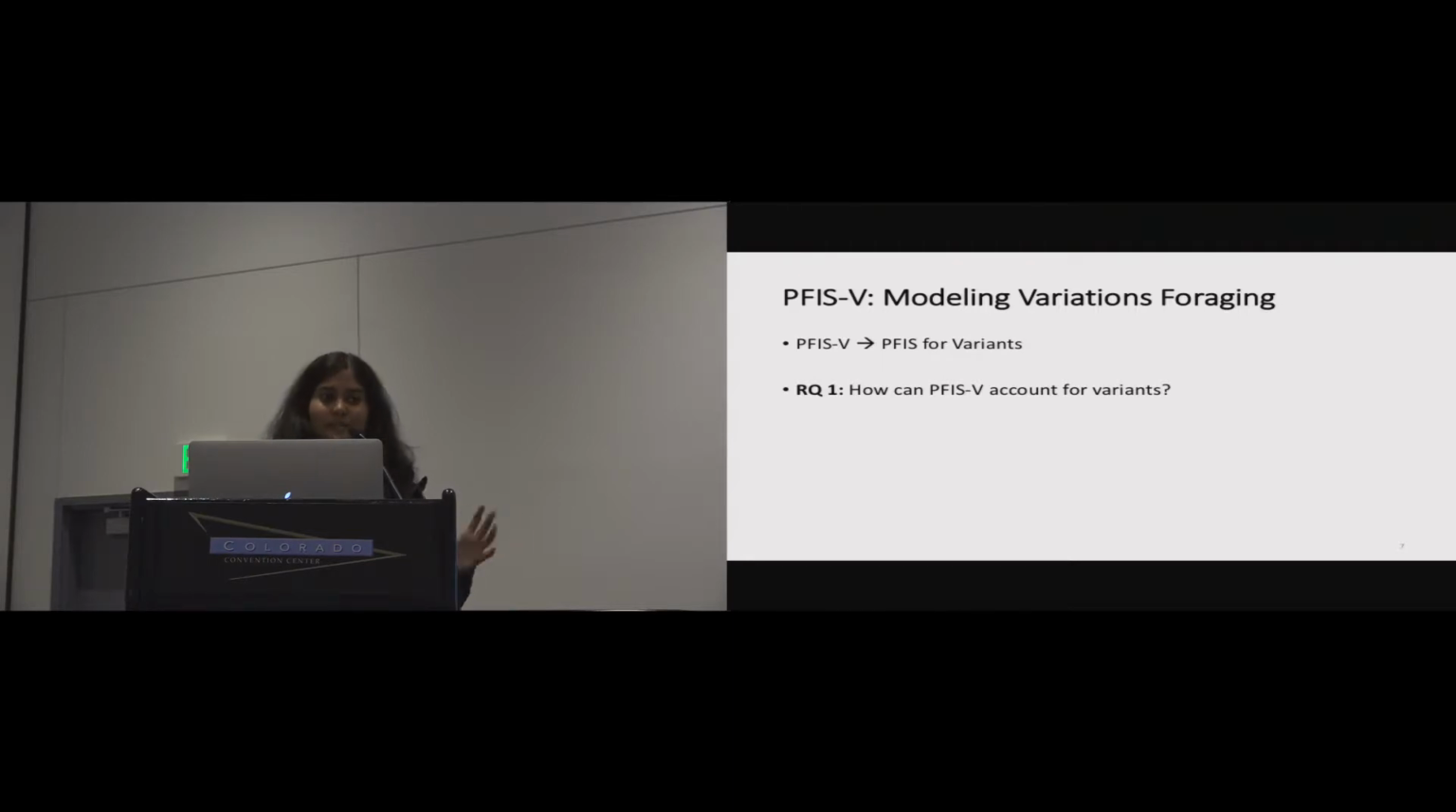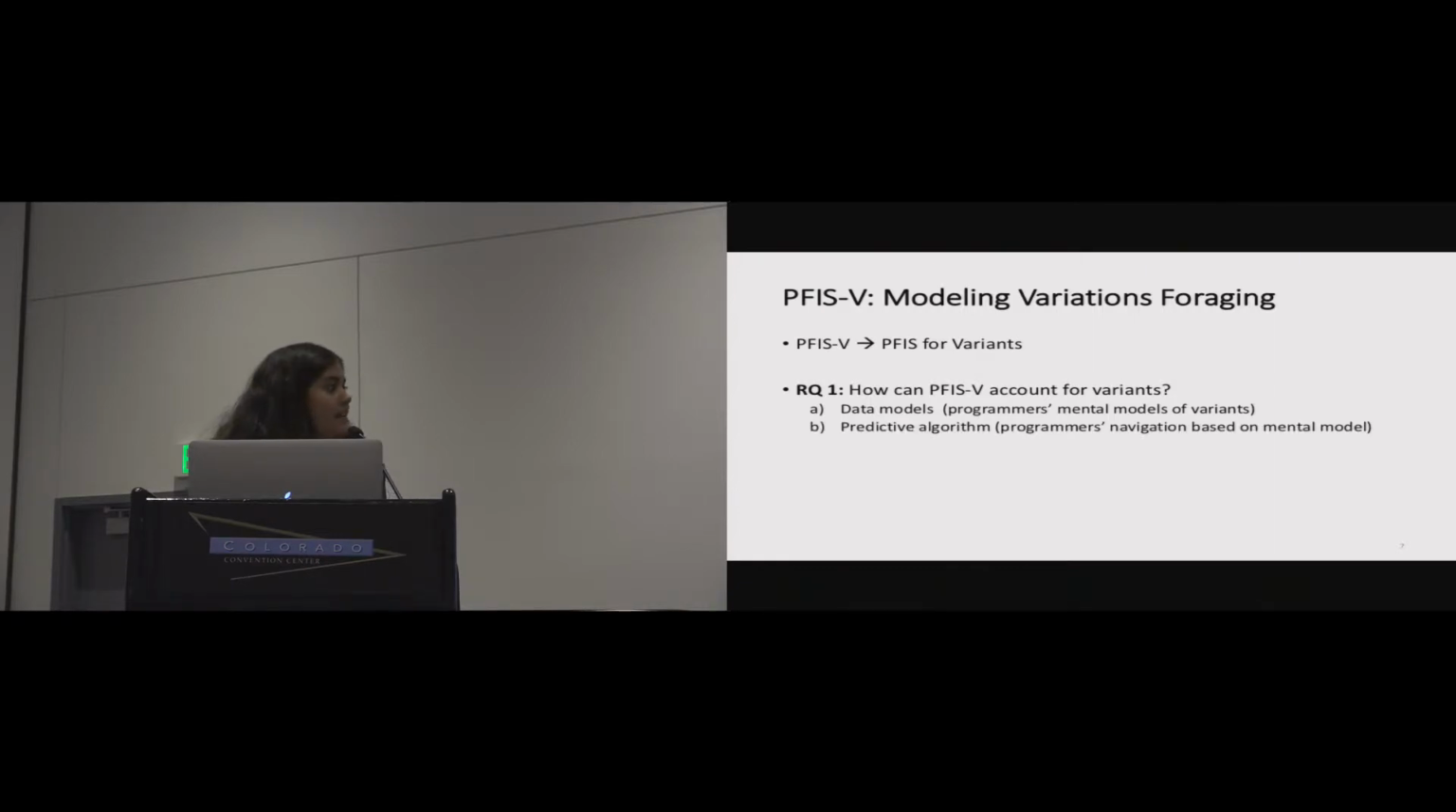This has kind of two parts to it. One is, how do we even represent these multiple different variants of a program. And this is important because we can view this as how programmers think about variants in their heads, like their mental models of the variants. And the second is the predictive algorithm, and we can think about this as how programmers navigate based on the mental models of variants that they have in their head. And then the second question is how accurate is this new model. Let's look at the answers to these questions one by one.